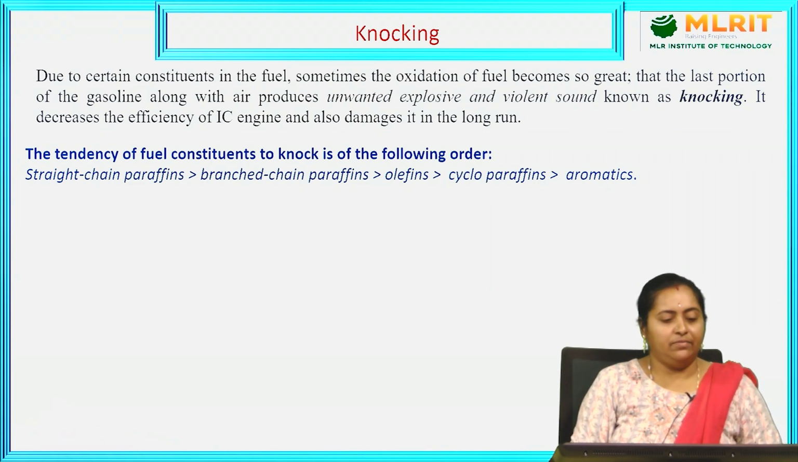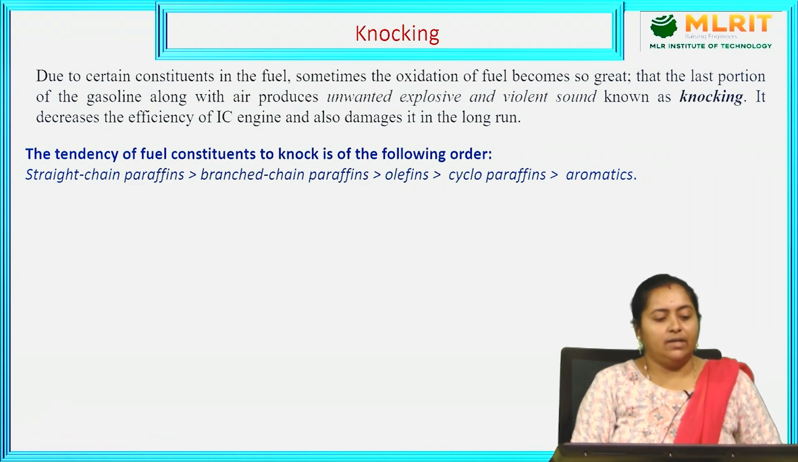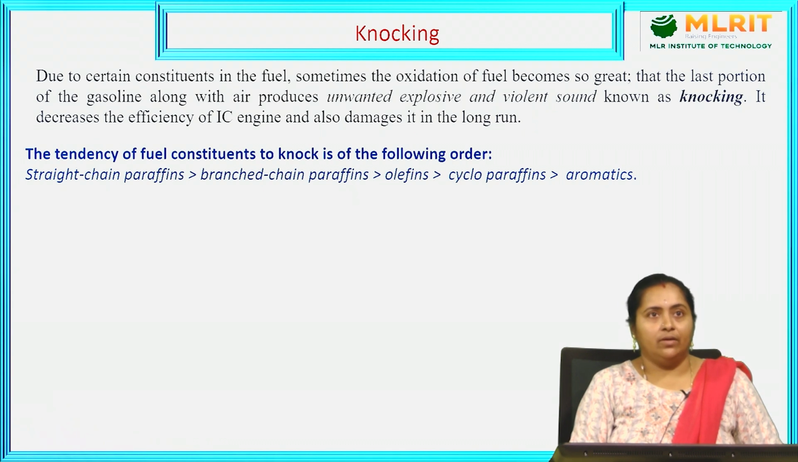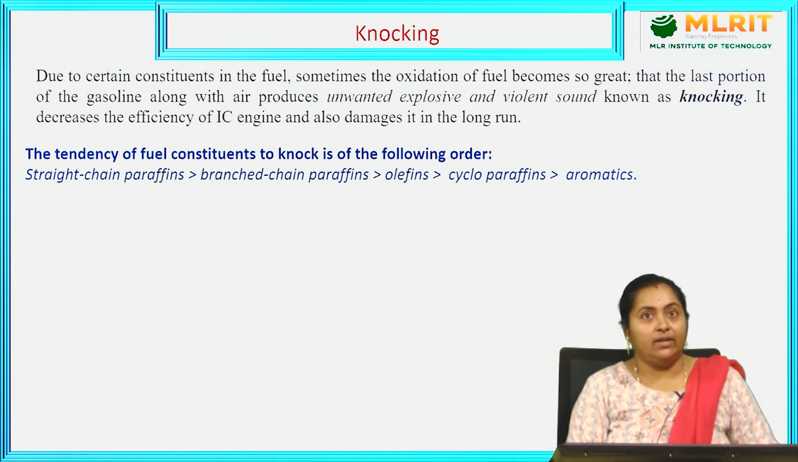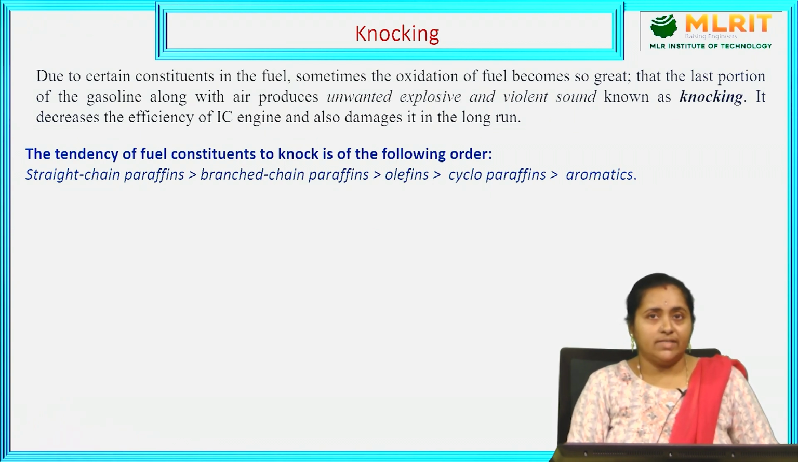Straight chain paraffins means alkanes. Branched chain paraffins means alkanes which have an alkyl substitution on any of the carbons in their skeleton. Olefins means doubly bonded compounds, that means alkenes. Cycloparaffins means alkanes which have a cyclic structure, and then finally followed by aromatic compounds.